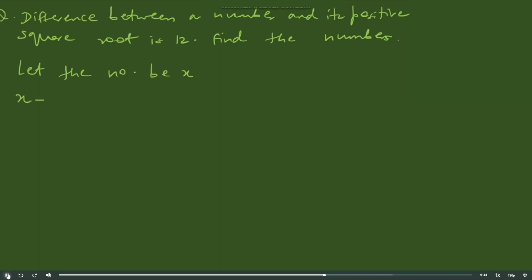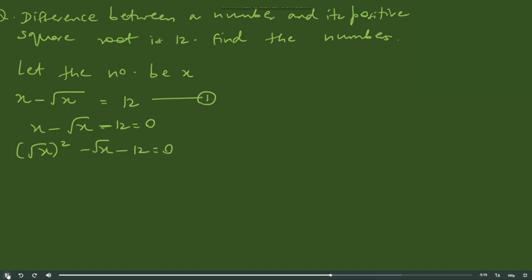Difference between a number and its positive square root means it is not minus x, it is x minus root x, is equal to 12. Now let me bring everything to one side. x minus root x minus 12 is equal to 0. Now root x the whole square minus root x minus 12 equals 0. Root x whole square is nothing but x. So I'm going to take it in the form of a quadratic equation.